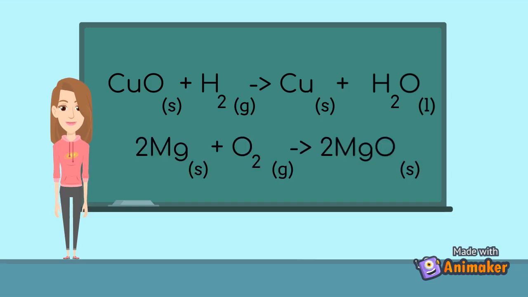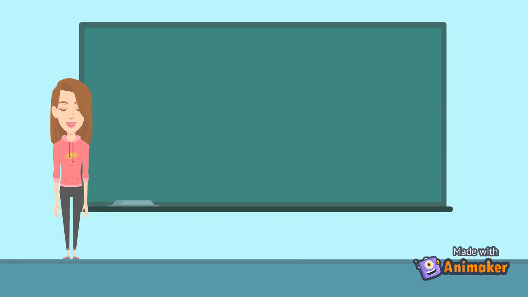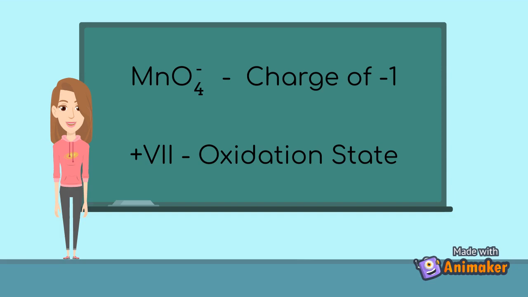Here is another one. In this redox reaction, magnesium loses electrons and becomes magnesium 2+, while oxygen gains electrons and becomes oxygen 2-. Make sure that you don't confuse charges on ions and oxidation states. This is the difference between charges and oxidation states.